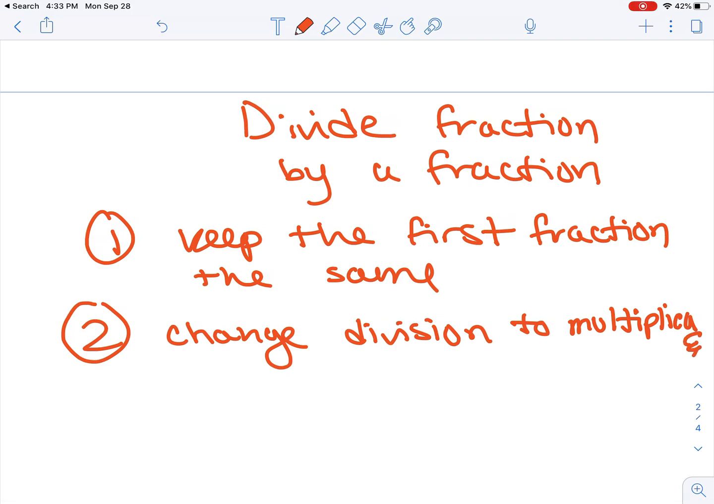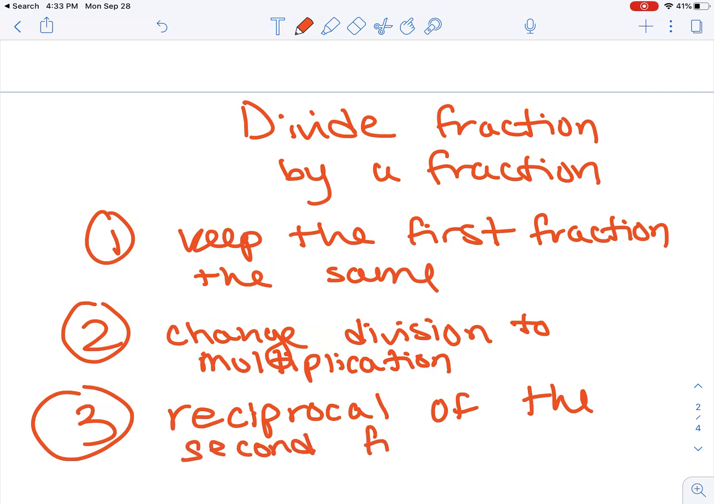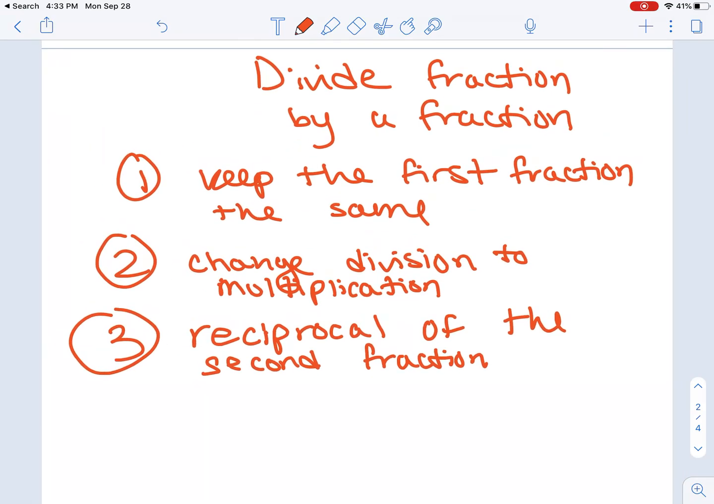Running out of room here. I'm just going to erase that and write it down below so it's nice and clean for you guys. So we're going to change division to multiplication. And then we are going to do the reciprocal of the second fraction. And just as a reminder, reciprocal means to just flip the fraction. So if we were to have 1/2, the reciprocal of that would be 2/1.